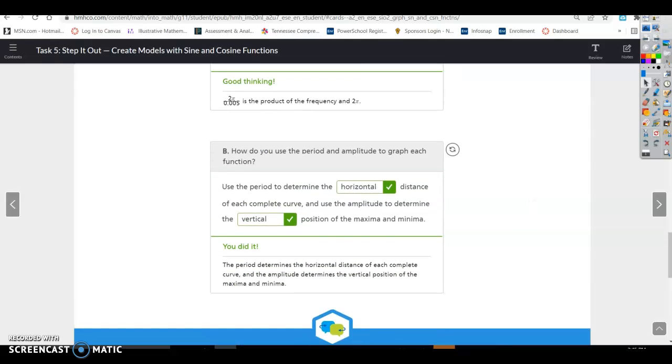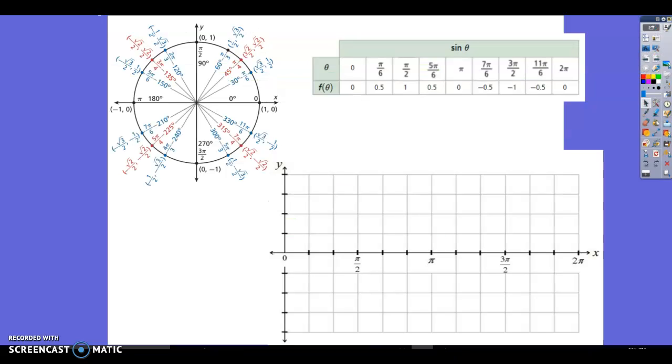All right, that's all for task 5. If you have any questions, let me know. Lesson 16.1, I'm just going to show you an extra example here. Make sure that you know how to go from the unit circle to a table to a graph.